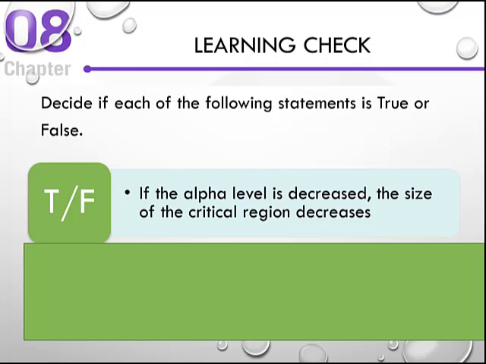That is true, because the alpha is the proportion of the area in the critical region, right? The critical region, again, is the extremes on both sides. And if we decrease the alpha level, the size of the critical region also decreases.